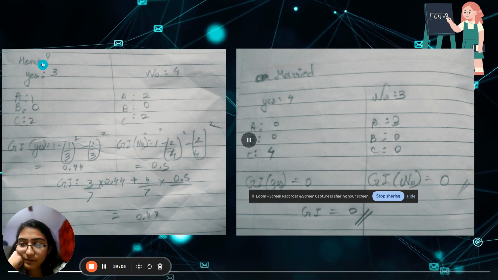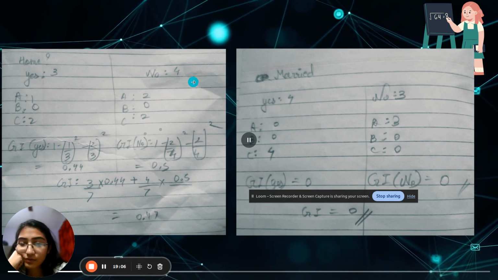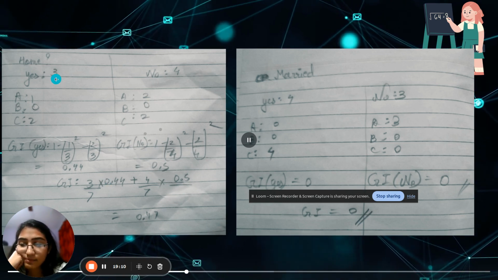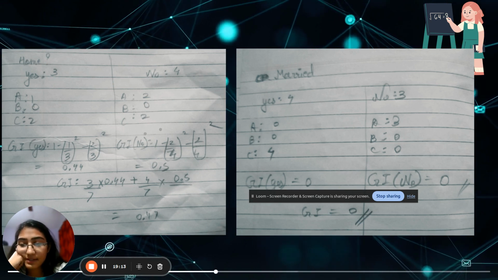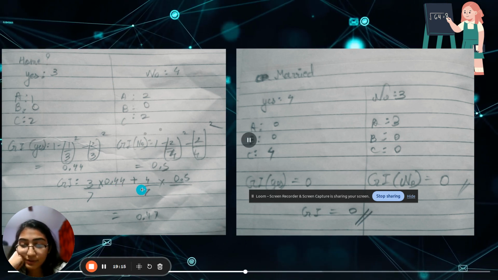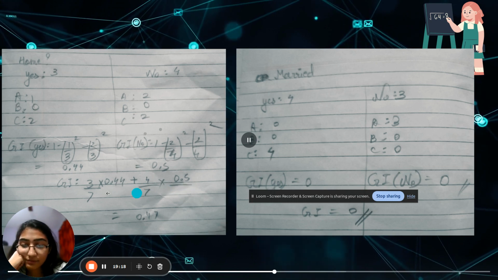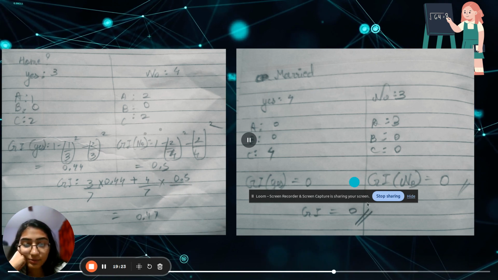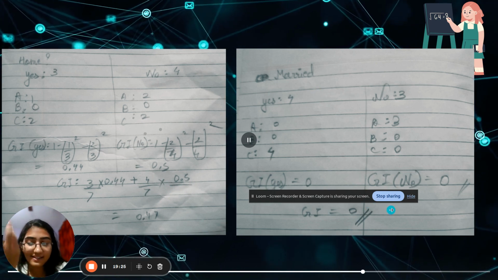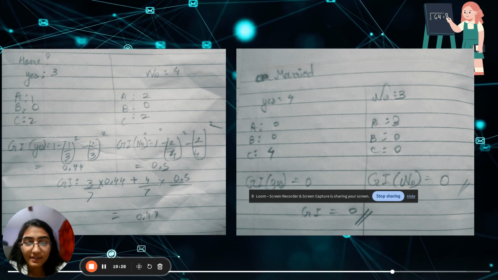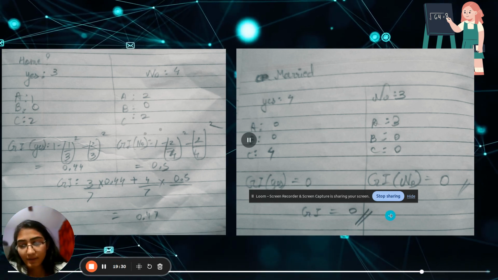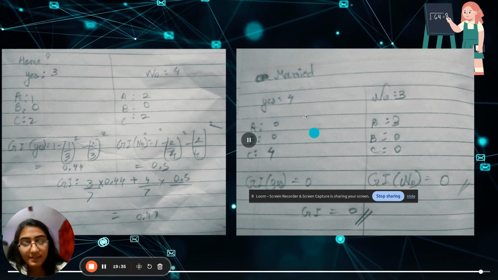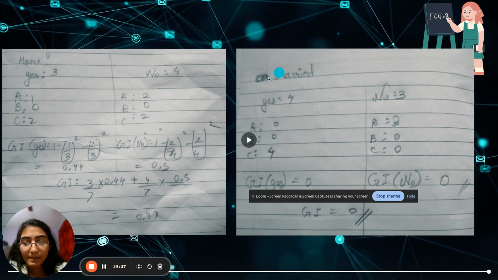Gini index for yes will be 0.44. For no, it will be 0.5. Then the total Gini index will be 3 by 7, because there are 7 females there. So 3 by 7 multiplied by 0.44 plus 4 by 7 multiplied by 0.5. The Gini index will be 0.47. Similarly, for the married attribute, the total Gini index will be 0. As we can see here, since it is 0, which is obviously the minimum Gini index, the next attribute will be married.